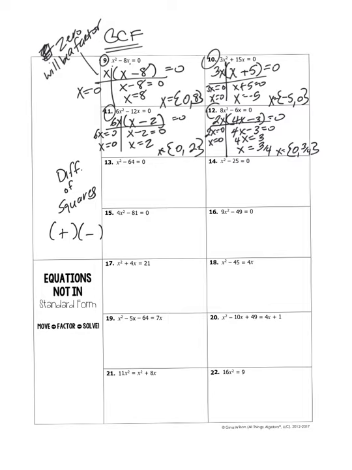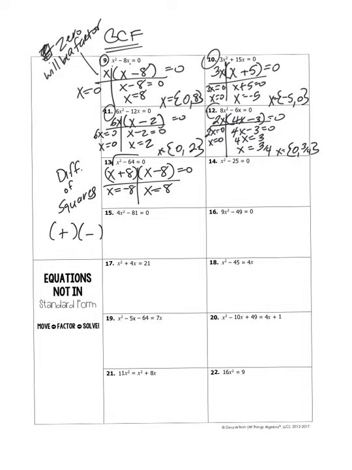All right, so x squared minus 64. Well, what's the square root? The square root is x, and the square root of 64 is 8. So x plus 8, x minus 8 equals 0. And then we set each one equal to 0. X equals negative 8, x equals 8.